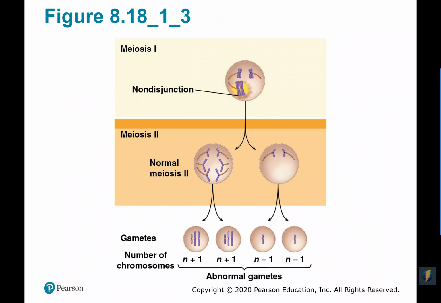So here is our non-disjunction occurring in meiosis 1. The cells still separate normally, but these homologous chromosomes didn't separate. And so even though meiosis 2 is completely normal, these gametes end up with extra chromosomes. These gametes end up with not enough chromosomes. And so you end up with these very abnormal sex cells.